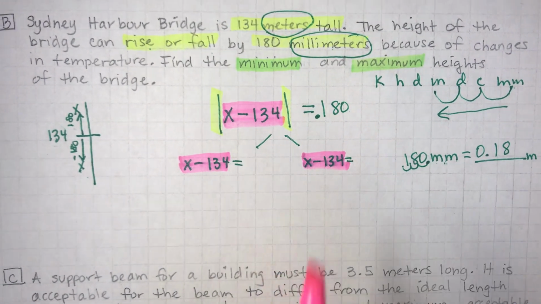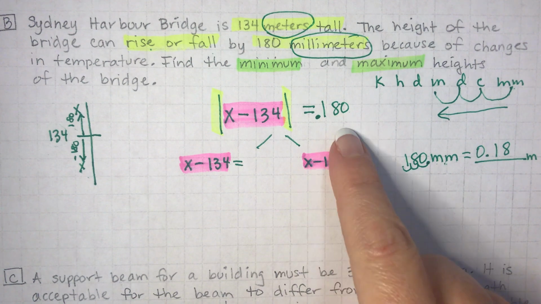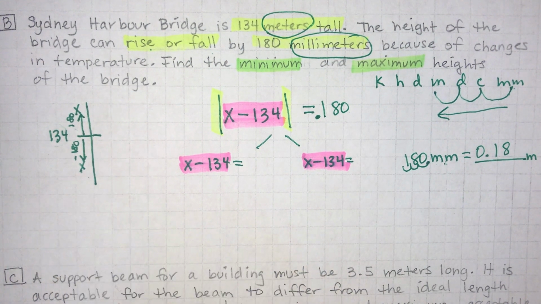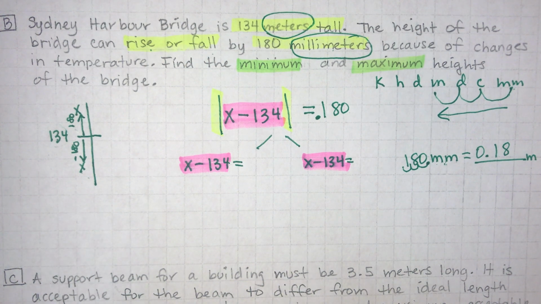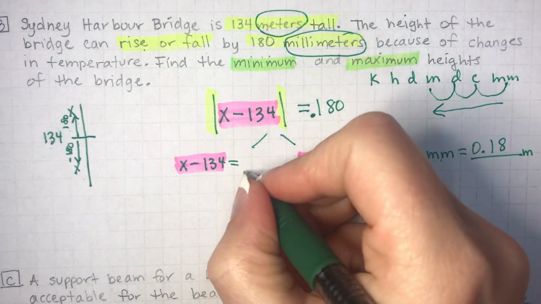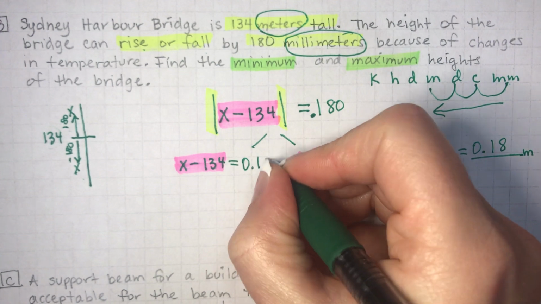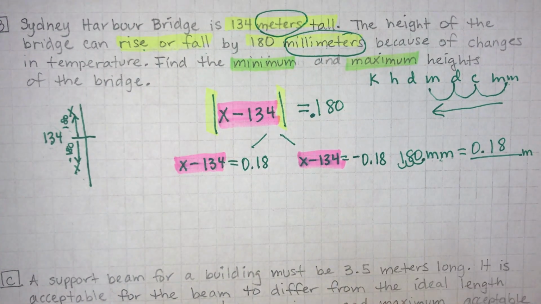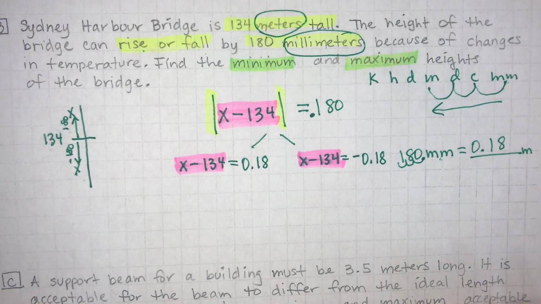The thing that changes is this 0.18, because it can rise, it can go in a positive direction, or it can fall, it can go in a negative direction. So we have to have both scenarios represented. So here we're going to have 0.18, and then over here we're going to have negative 0.18, and then we're just going to solve it, okay?